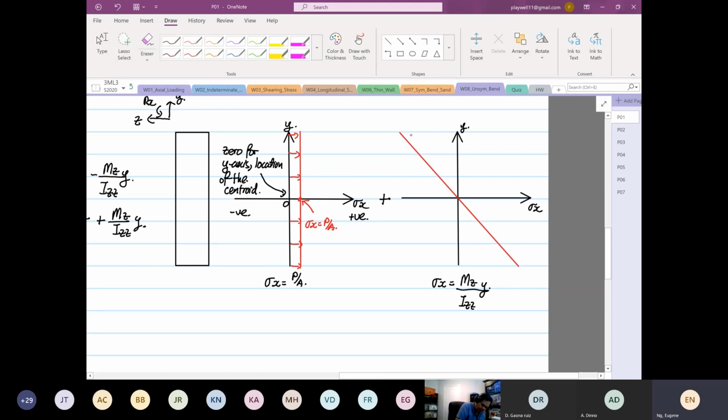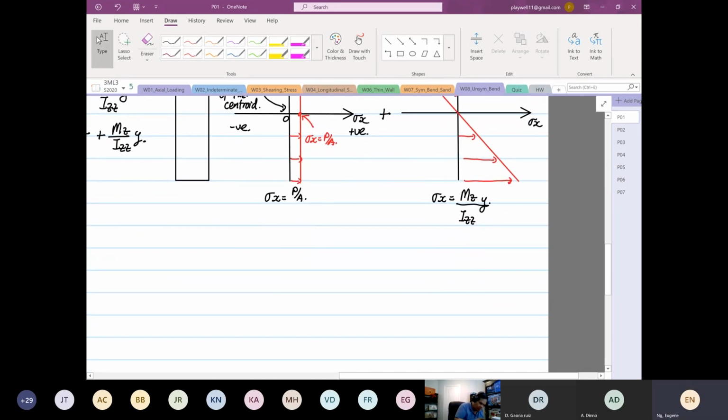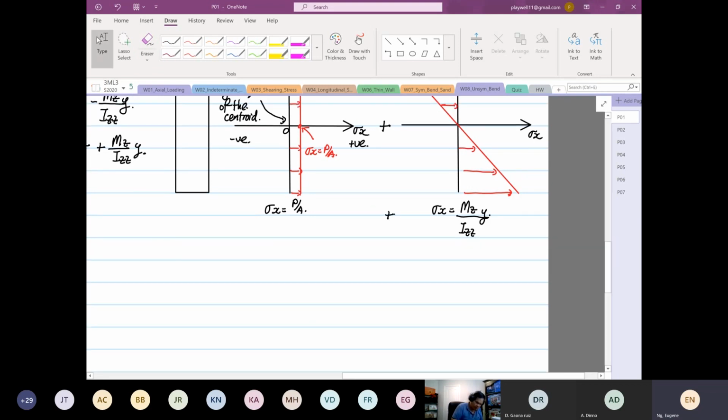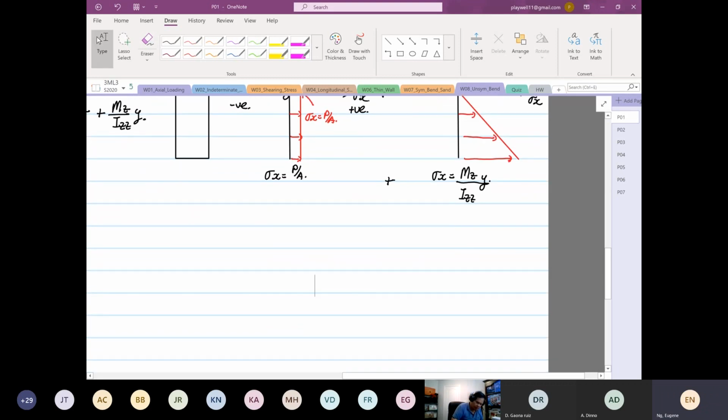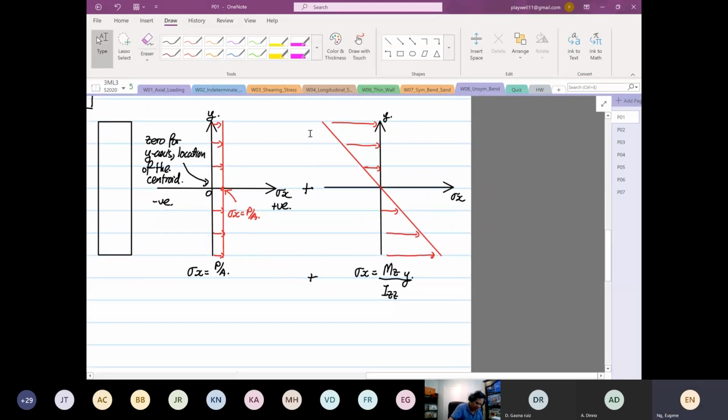So you have compression at the top, and then you have tension at the bottom. And then if you add these two equations, if you now add both of them, so now we are going to plot stress X.